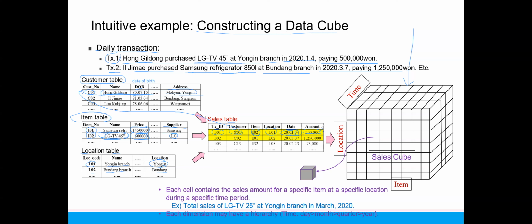Okay, and then transaction number 2. The customer is C02. And the item that she bought is the Samsung refrigerator. The location is Pundang, L02, and the purchase date is 2020 March 7. And the amount that she paid is 1,000,025. Okay, maybe there's a discount. So after we have this sales table, we can put this data into this cube.